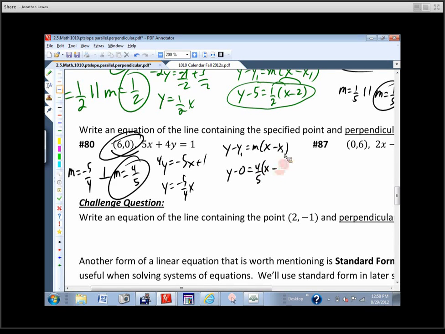Y minus 0 equals 4/5 times x minus 6. That's the answer in point slope form. Yeah. So if we ever get that y minus 0, do we have to write the 0? You could just write y equals, and the cool thing about this is if you wanted to write it this way, that would be fine. If you wanted to distribute through and write it as 4/5 x minus 24/5, that right there would be in slope-intercept. Okay? All right.